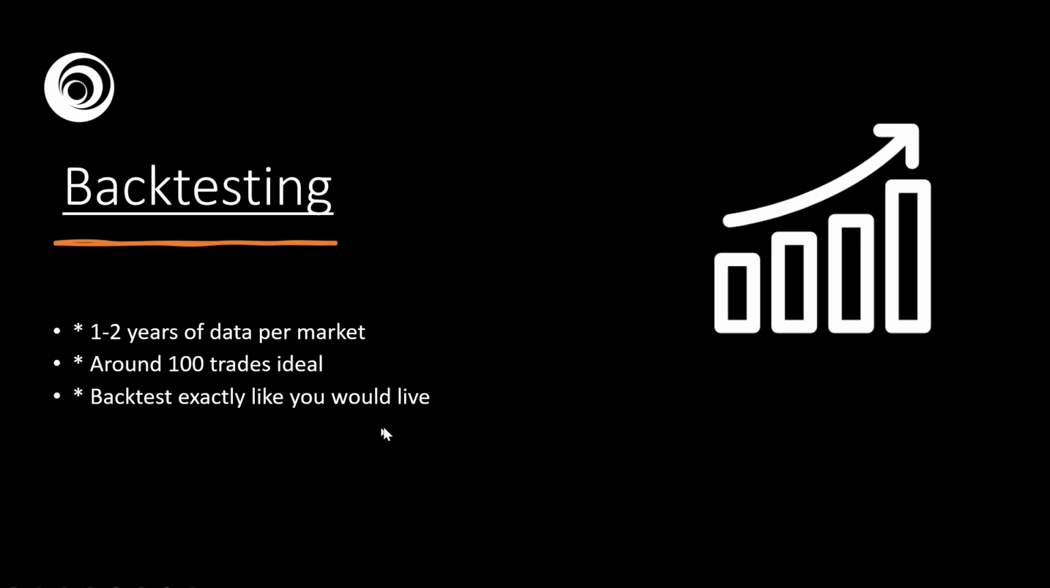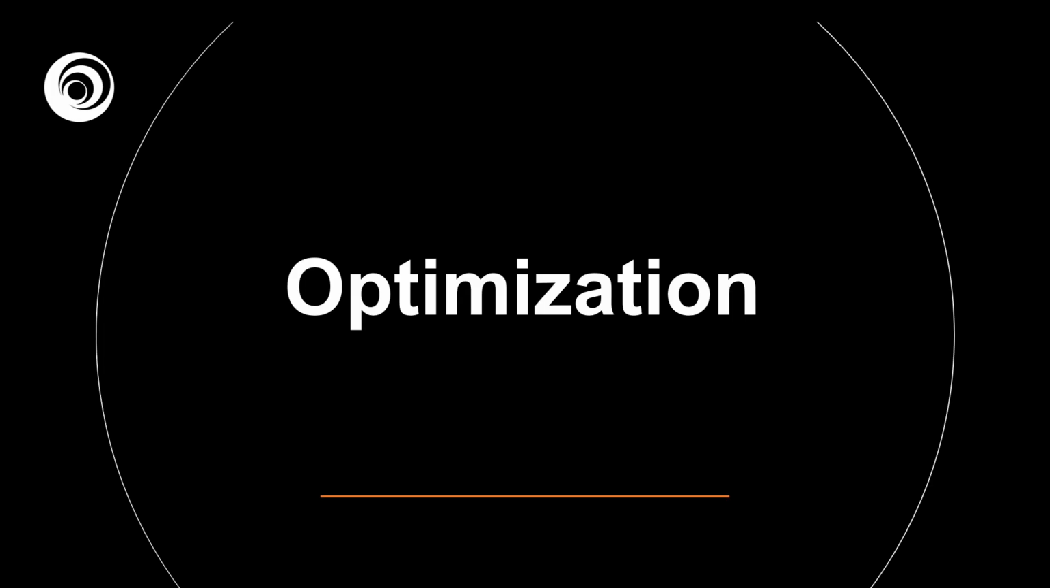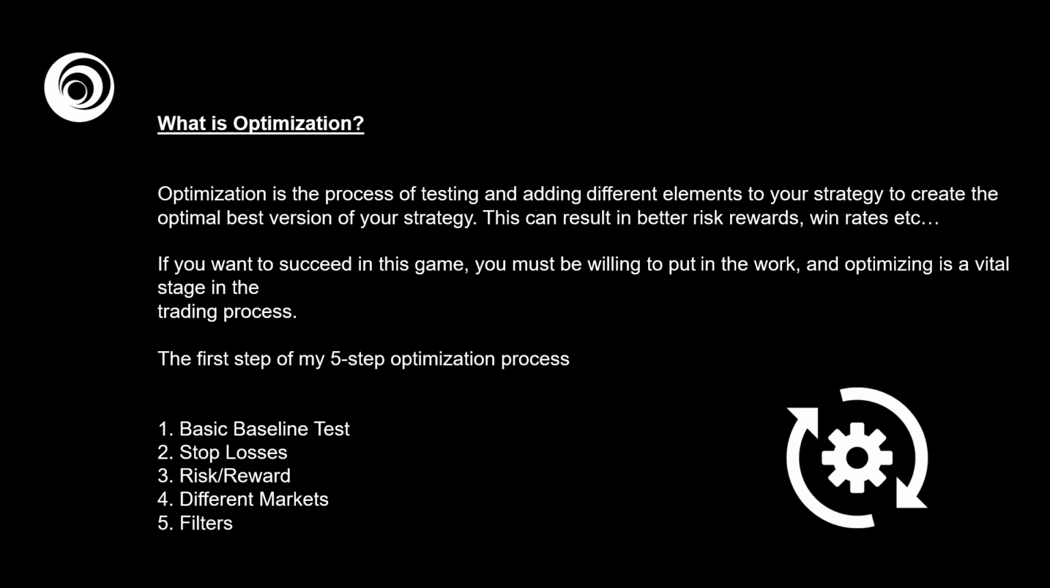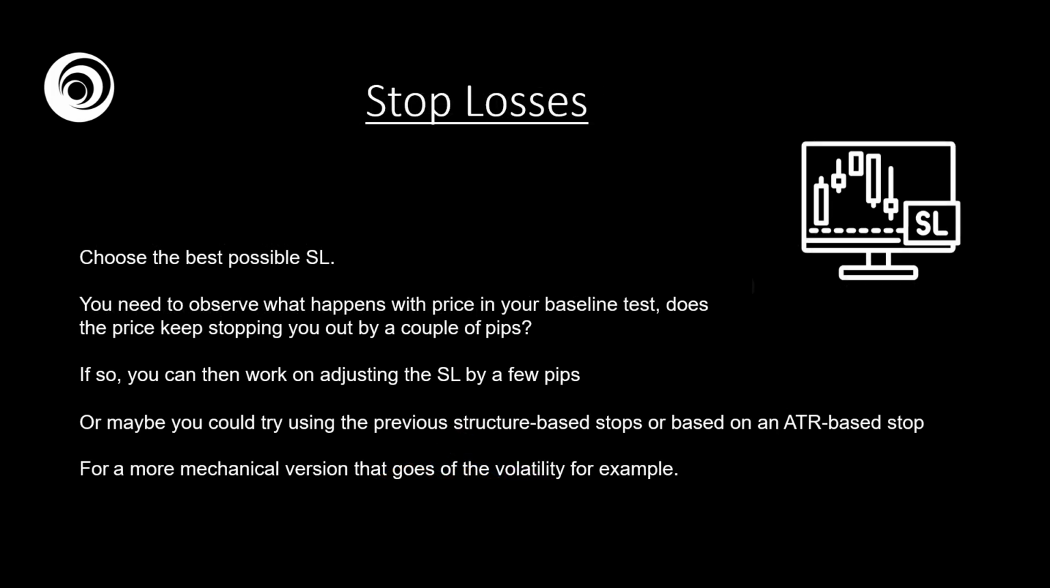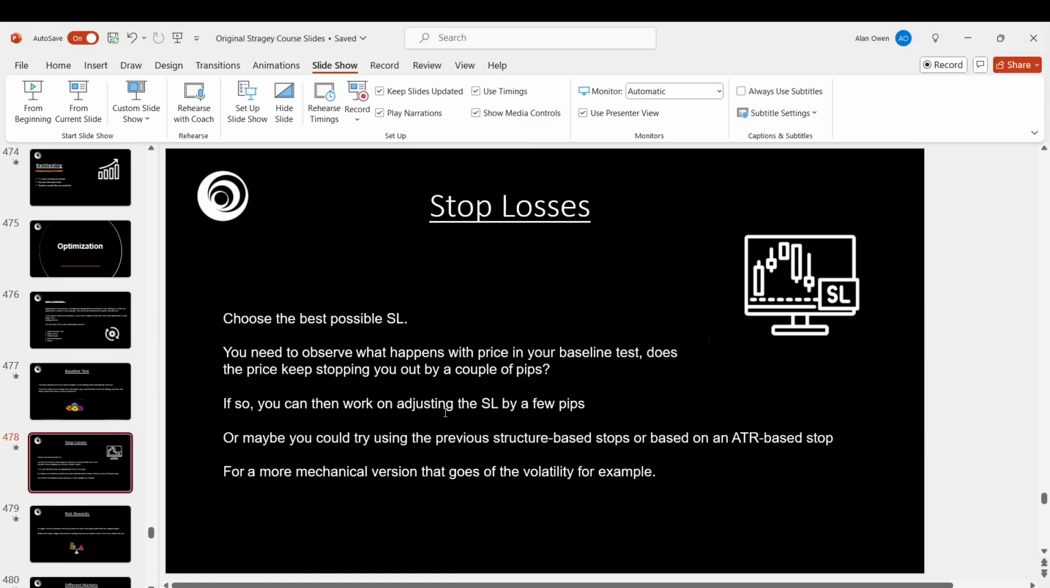So make sure you backtest exactly like you would live. This is important. If you're trading the New York session, make sure you're testing that, not London and New York and Asia. Just test the sessions that you would trade, so it gives you a more realistic look. So I won't go into optimization, that's a bit more advanced. But yeah, that's the basic concept of why we should backtest and what stats.